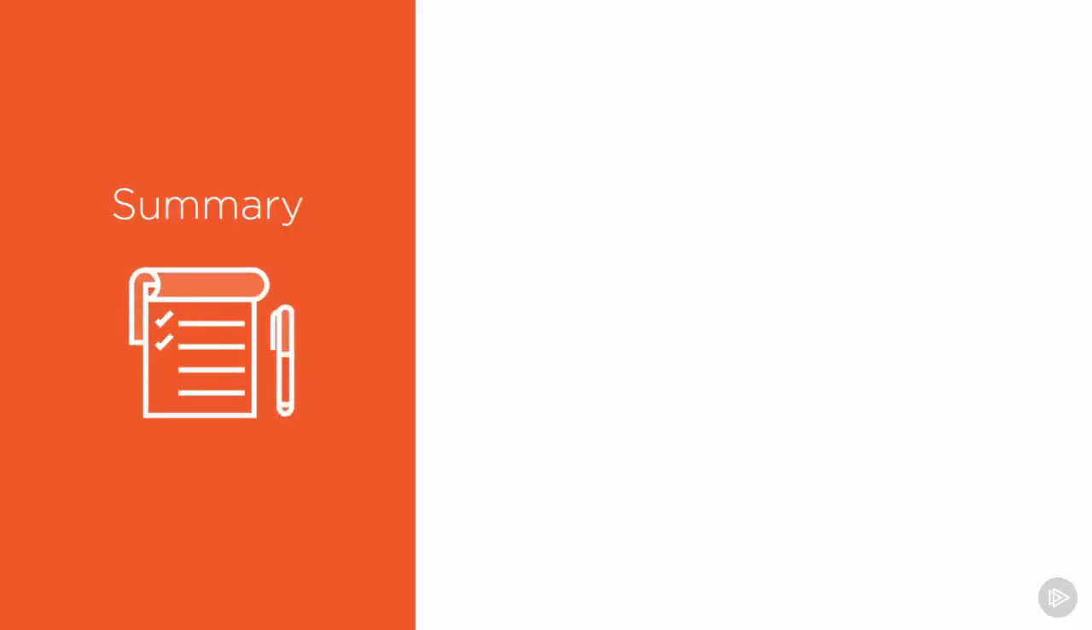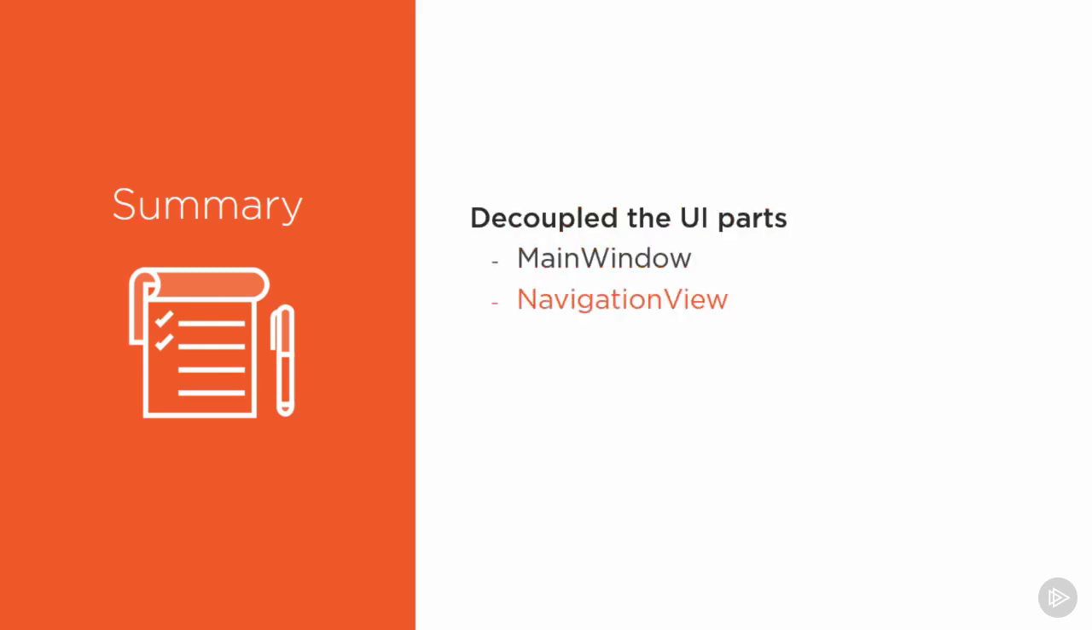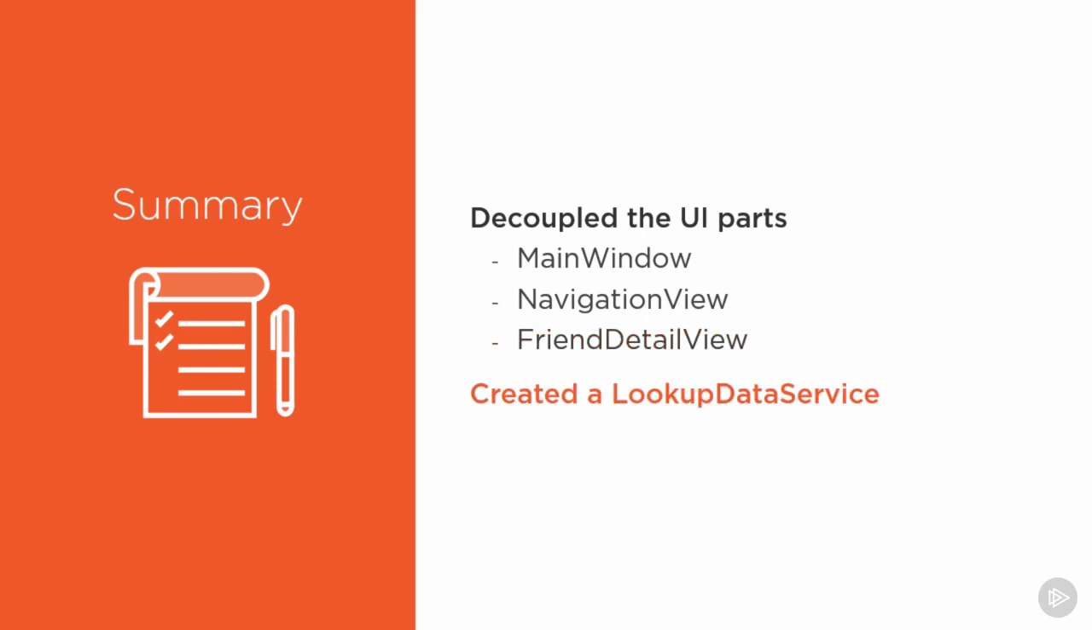You learned in this module to decouple the UI parts of the Friend Organizer application. Now we have a main window, a navigation view user control, and a friend detail view user control. We have also the corresponding view models, a main view model, a navigation view model, and a friend detail view model.